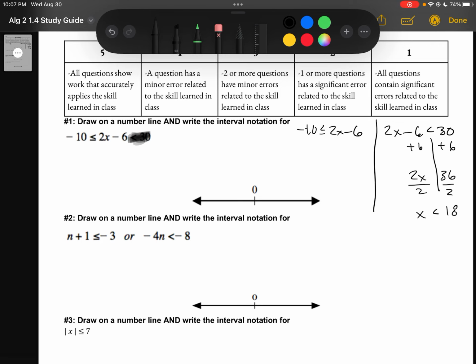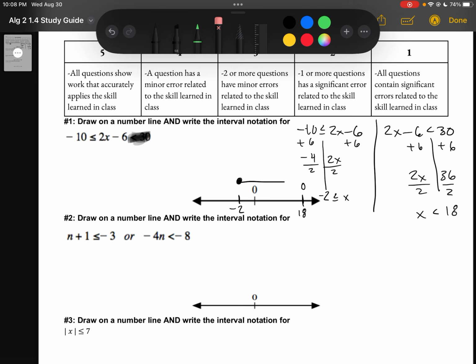So x is less than 18 is the first section that we're going to graph here. So going over to 18 and just going to the left. So still adding 6. This time we are going to get negative 4. Dividing by 2. We're dividing by a positive number, so no need to make any changes here. So x is less than or equal to, sorry, x is greater than or equal to negative 2. So in this case, we are going to the right.